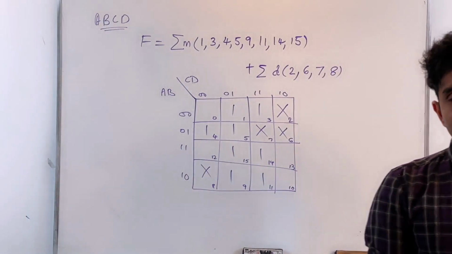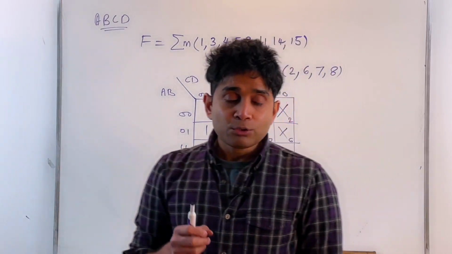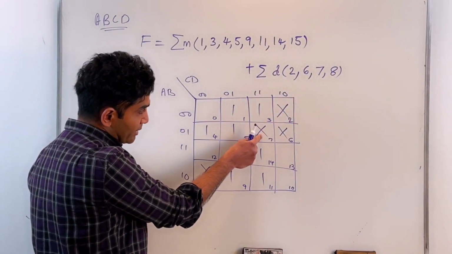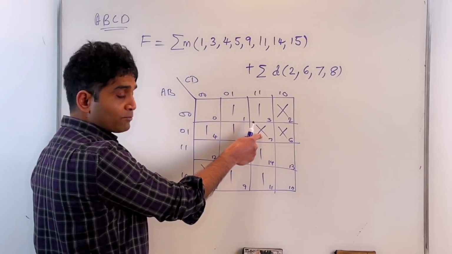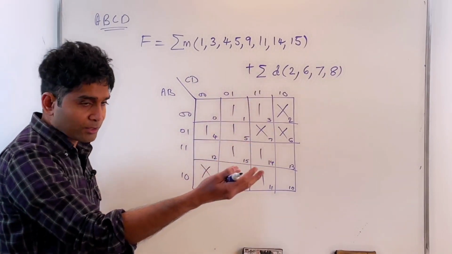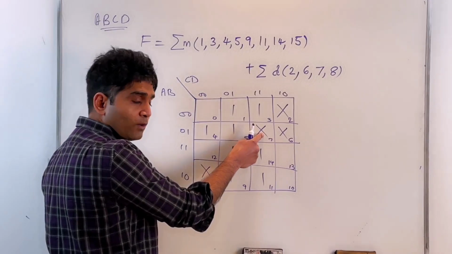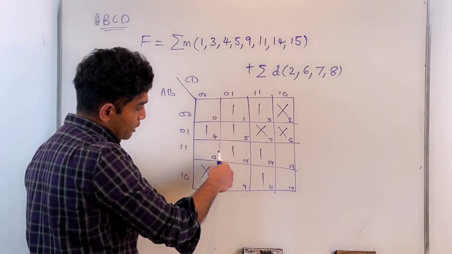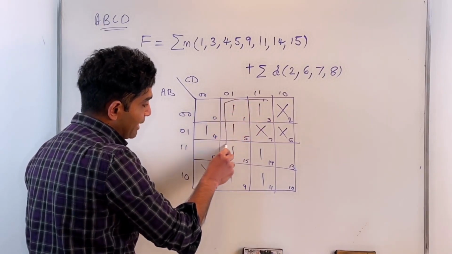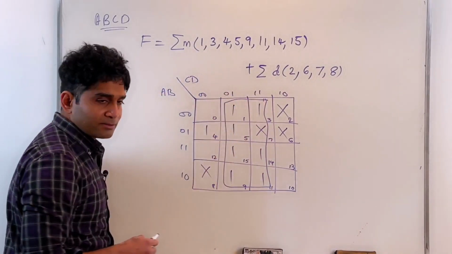I don't have to account for the don't cares in this case, but I will use it to my advantage. For example, here, by treating this don't care as a 1, because a don't care could be a 1 or a 0, I would basically obtain a larger combination of these adjacent ones. By treating this as a 1, I'll be able to combine this into a combination of 8 adjacent cells.